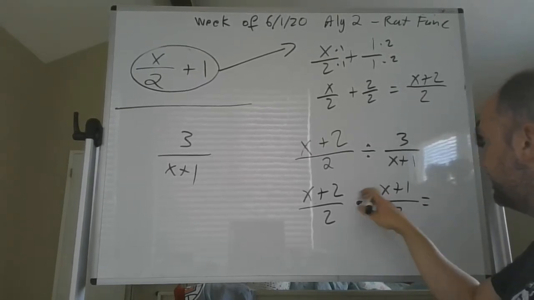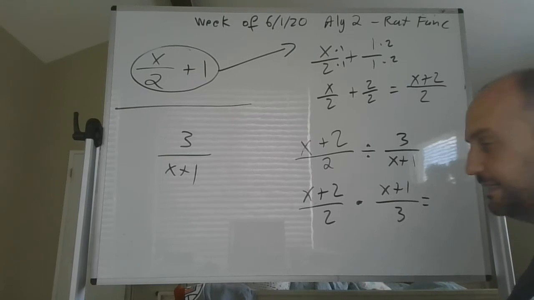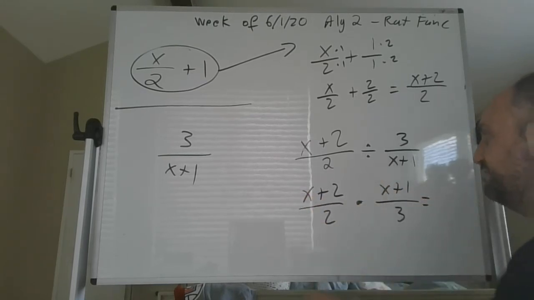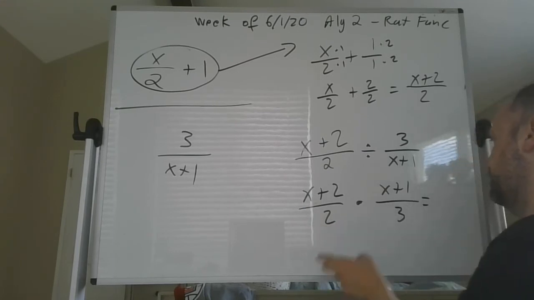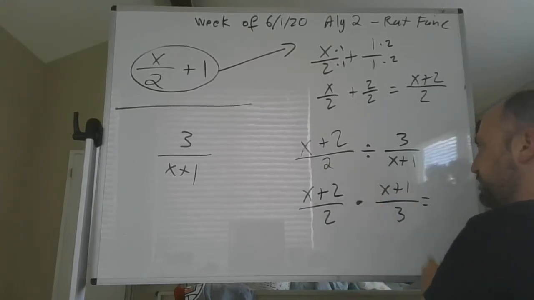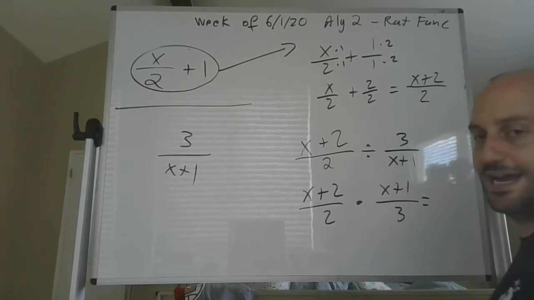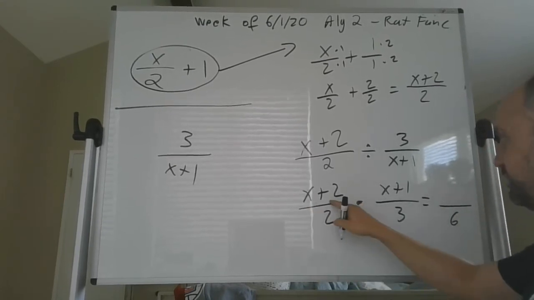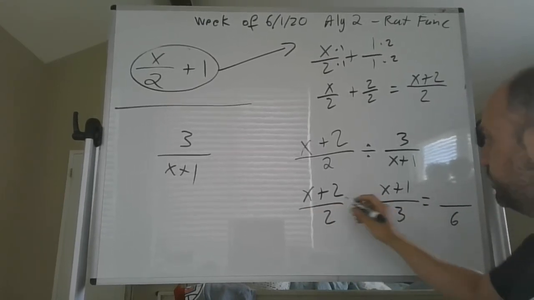Now, I don't see anything top and bottom that I can cancel out. Okay? Remember, x plus 2 is an entire quantity. x plus 1 is an entire quantity. You'd have to have exactly an x plus 2 down here, or an x plus 2 down here. You'd have to have an x plus 1 down here or down here. You know what I mean? We just don't have that. So there's nothing to really cancel out. So I'm just going to do 2 times 3 is 6. And on top here is going to be x plus 2 times x plus 1.